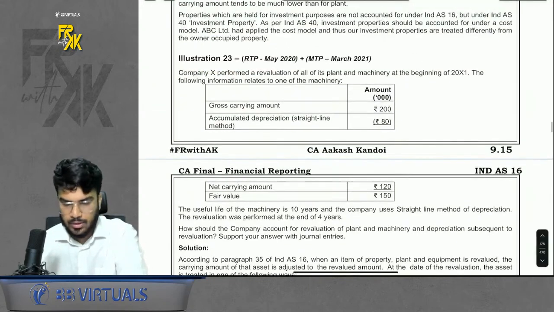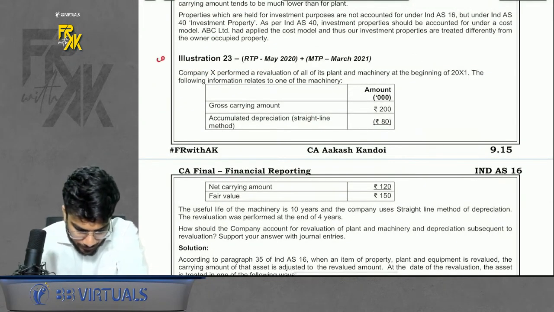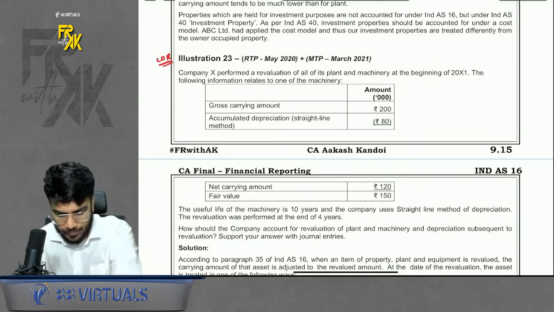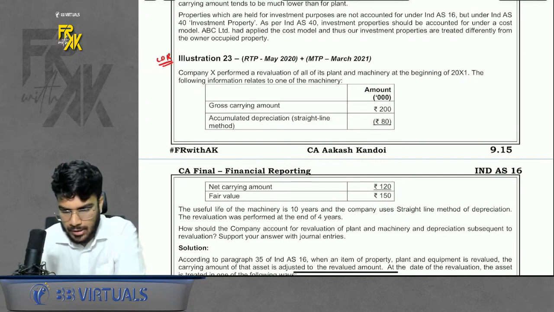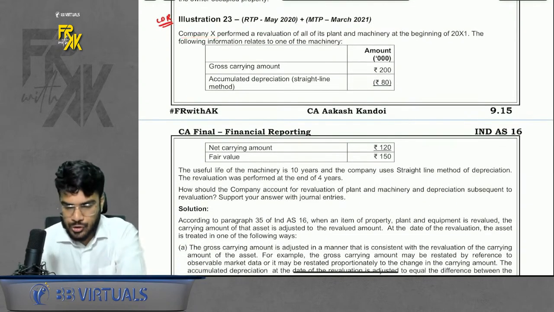Let's do this question. You can see illustration number 23. Mark this question as LDR. Eldorado means LDR, right? I had explained the concept of LDR yesterday, right? Okay, so mark this question as LDR. Let's read this question.